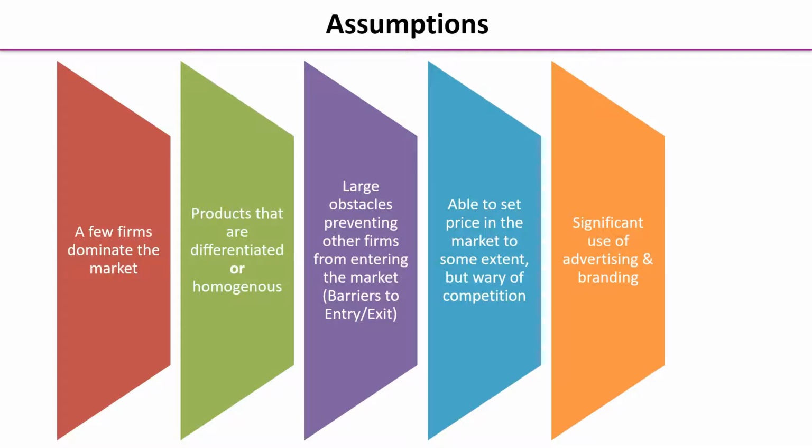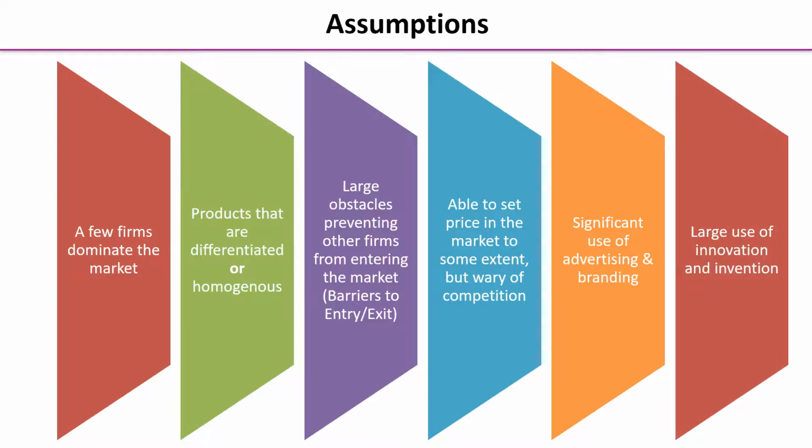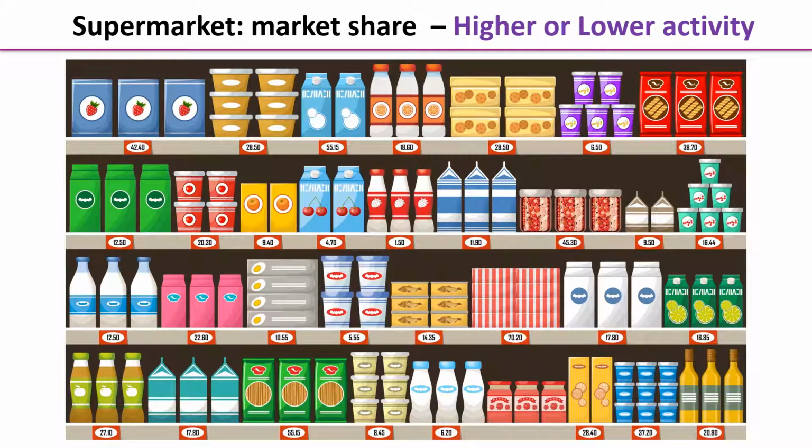They'll probably have significant use of advertising and branding. This is a really big feature of oligopoly markets. And they'll also have a large use of innovation and invention, so quite a lot of dynamic efficiency in this particular market. So a typical example of an oligopoly market is the supermarket industry. And we're going to do an activity here looking at the market share between some of the bigger contenders in supermarkets, using some of the latest data for their market share. So if you're ready, let's have a go at this.